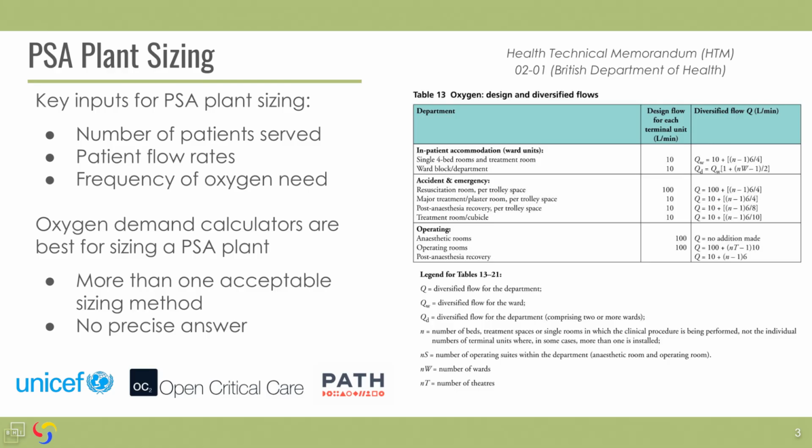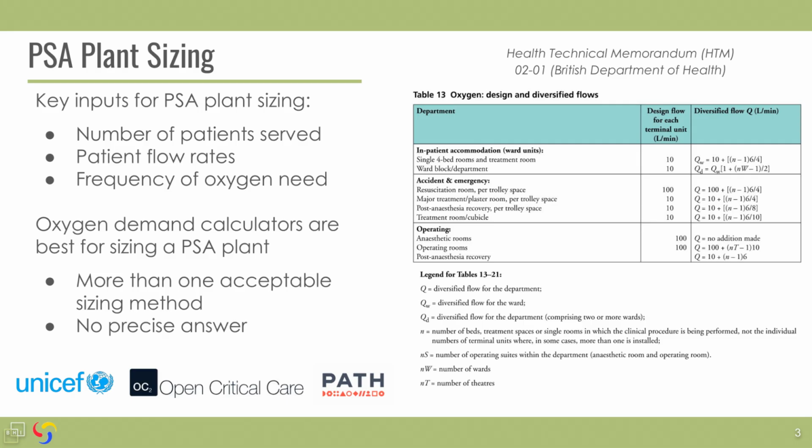Some types of patients will need higher flow rates of oxygen. For example, a patient in the operating theater will need oxygen at a higher flow rate than a patient in a general pediatric ward. Similarly, some services use oxygen more frequently than others. Patients in an ICU will likely require more oxygen than patients in the orthopedic ward.